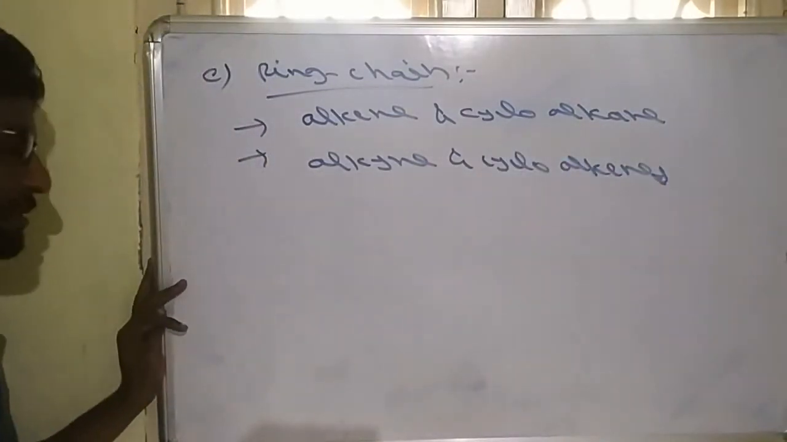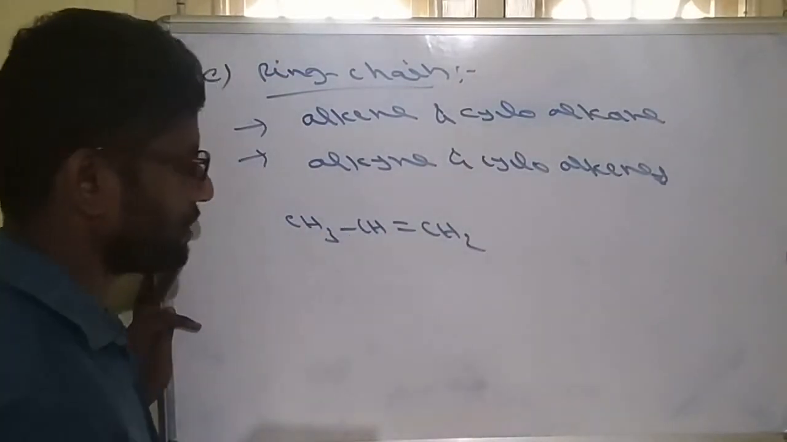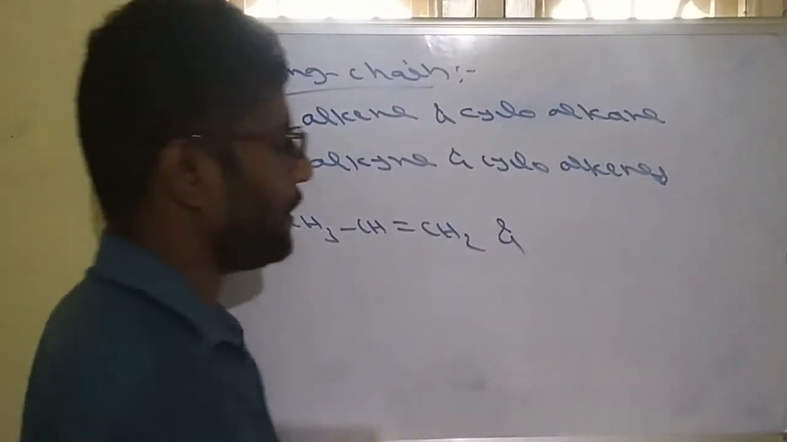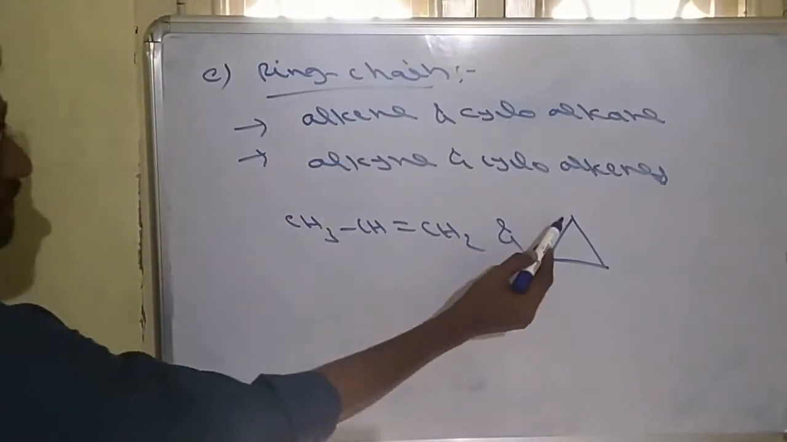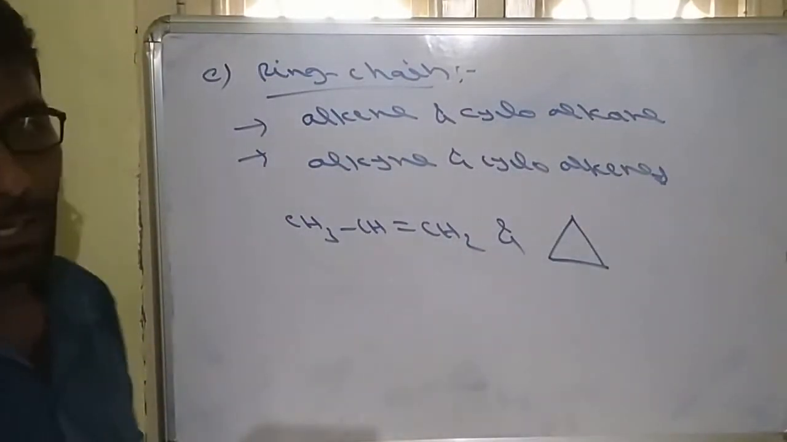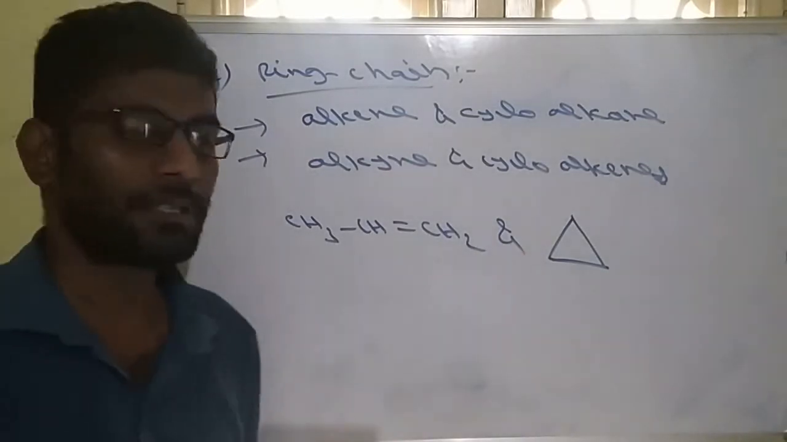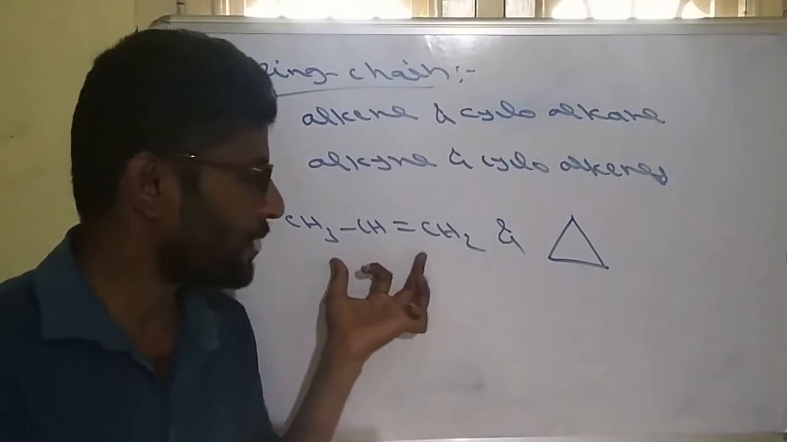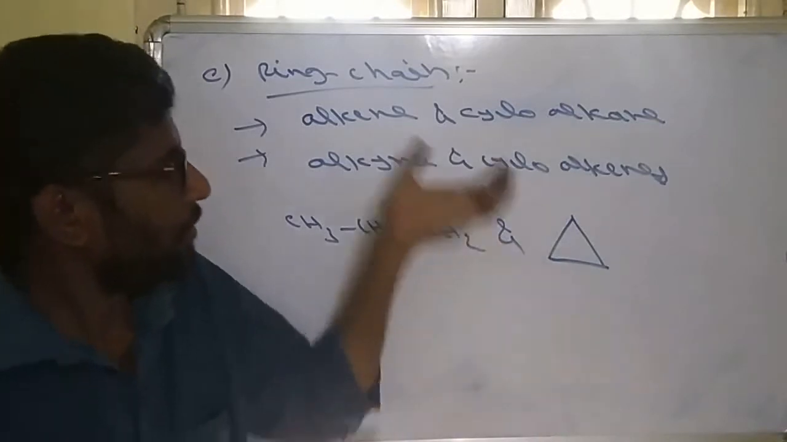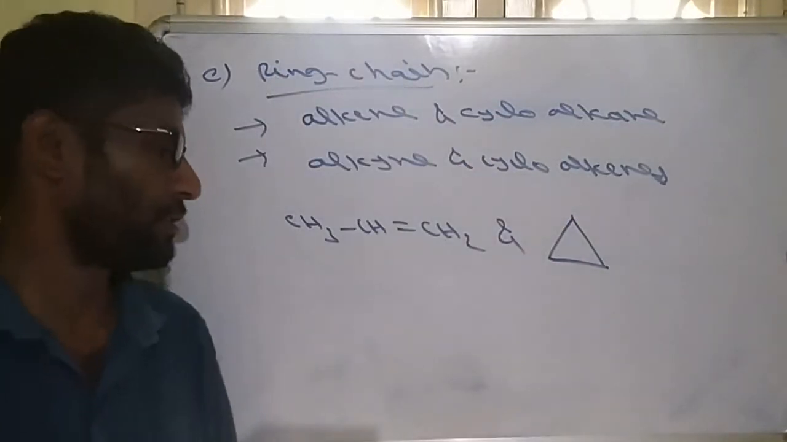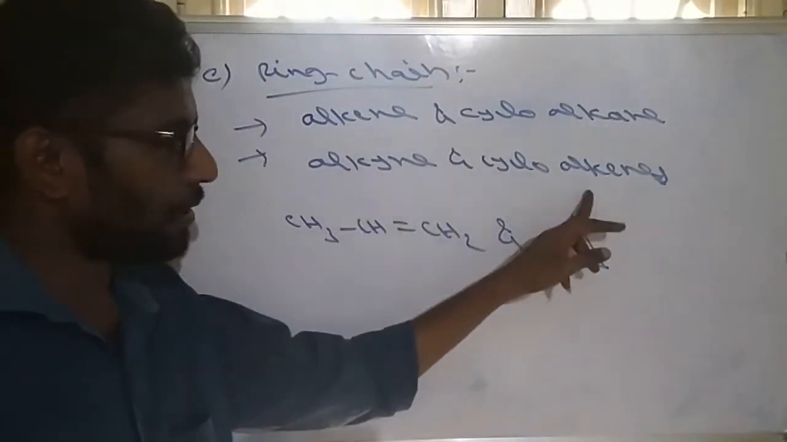also ring chain isomers. For example, see this CH3CH=CH2. This is propene, and it can be converted to cyclopropane, CH2CH2CH2. So both formulas are the same, C3H6. Formulas are the same, but the structure is different. What is the difference? It is the open chain and the closed chain. Open chain and closed chain molecules are isomers. Those are called ring and chain isomers. Examples are mostly alkenes and cycloalkanes.